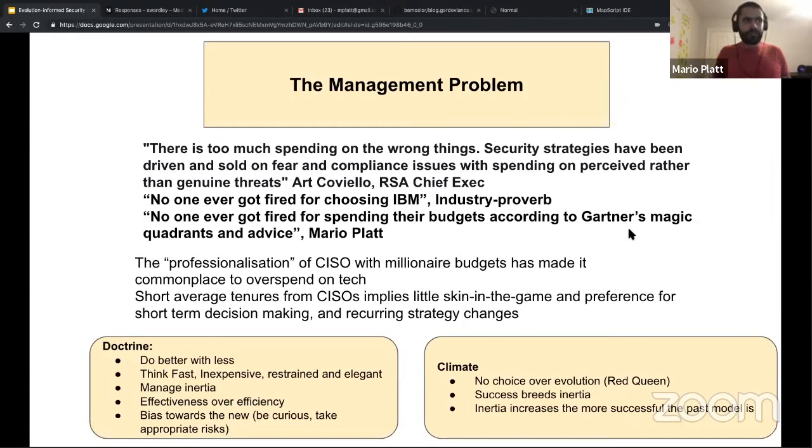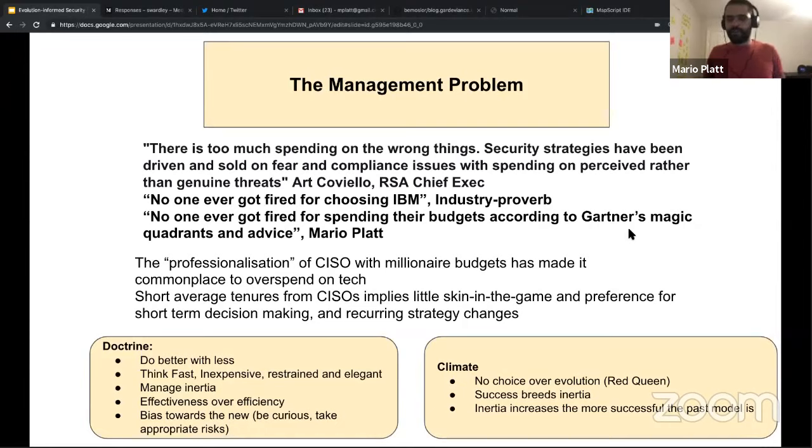Now we've got the management problem. So the RSA chief exec in 2017 as well, I really like this quote. There is too much spending on the wrong things. Security strategies have been driven and sold on fear and compliance issues, with spending on perceived rather than genuine threats. So I was referring to initially, so not just copying memes, but actually understanding your business and understanding where you need to invest. That's what's not happening at the moment, right?